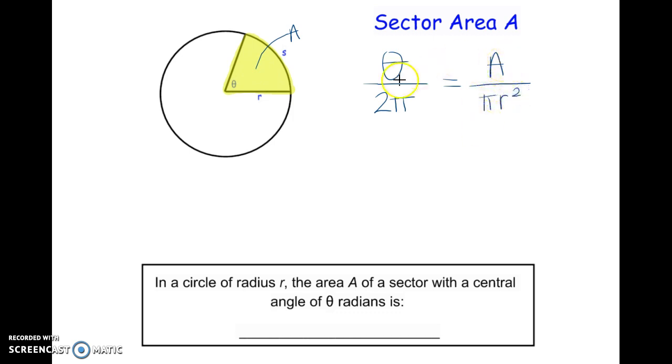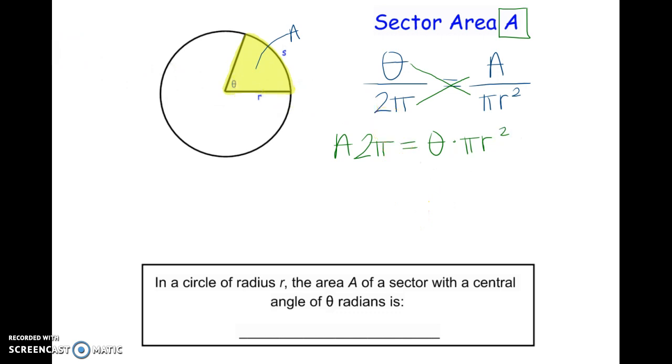So these two create a proportion. They are ratios that are equivalent to each other. So our job now is to solve for the sector area A. So we want to isolate A here. So we're going to use cross products. So A times 2 pi is equivalent to the other cross product, theta times pi r squared.